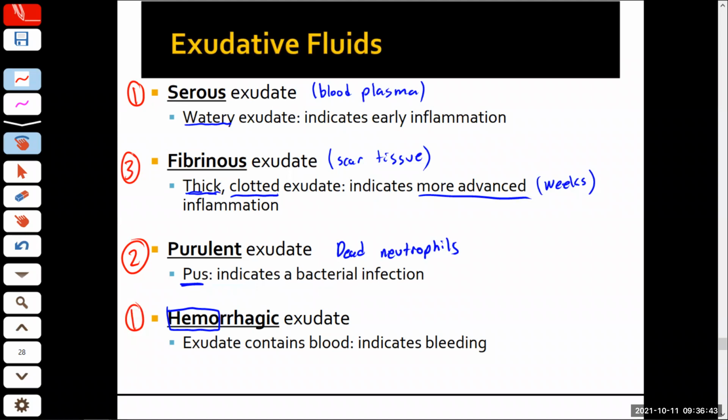So, exudative fluids kind of suck for the patient, but it's kind of helpful for you because if you see fibrous exudate, what does that tell you about that wound? It's been there for a while. Maybe they're not cleaning it. Maybe it's new infection. Something's going on. Okay.